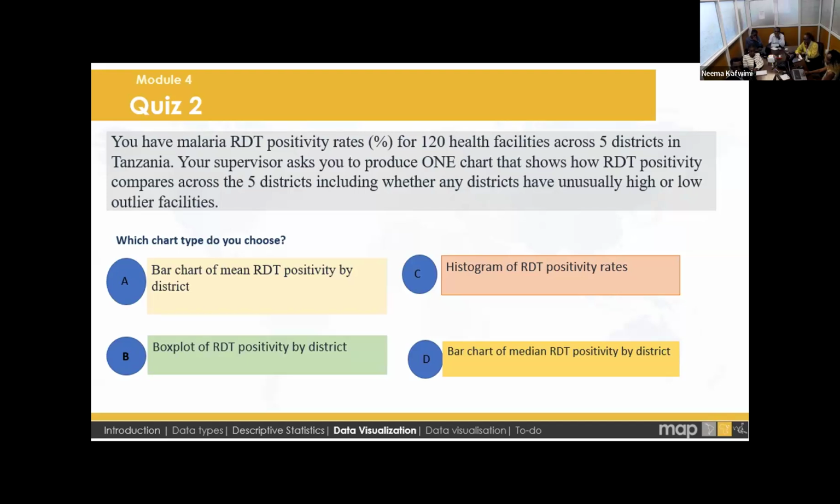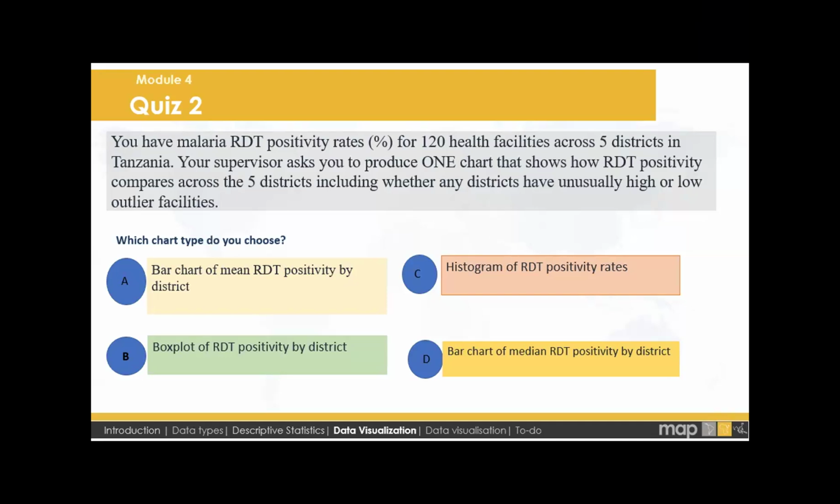Anyone? Babalola says box plot for him. For me, box plot we do. Thanks, Babalola. Anybody else? For me, I think I'll go with bar chart.